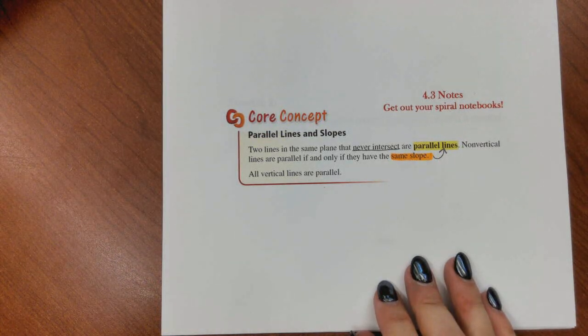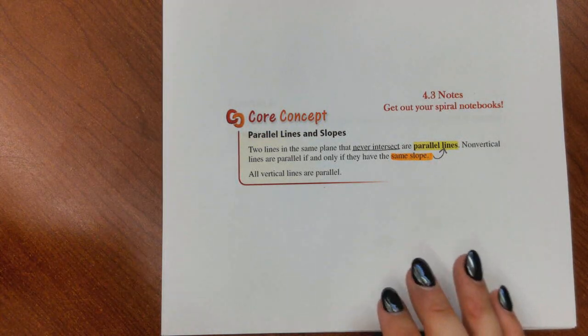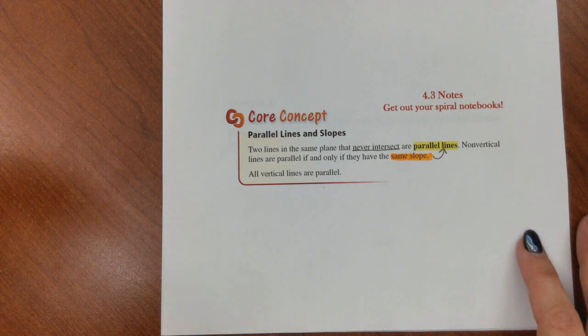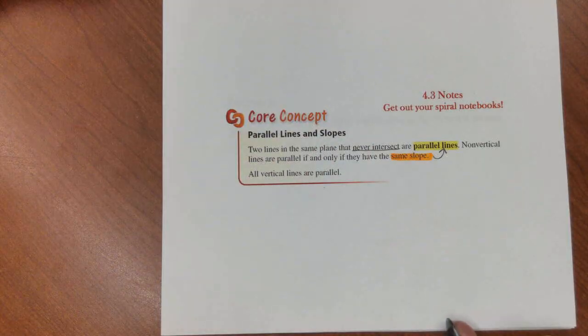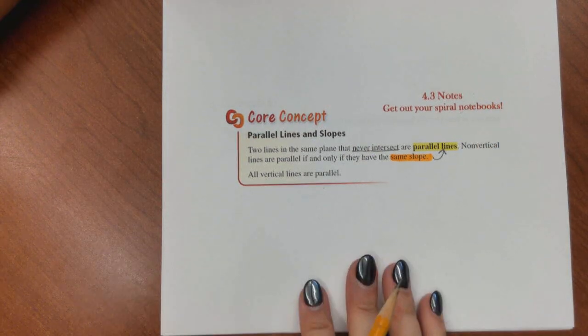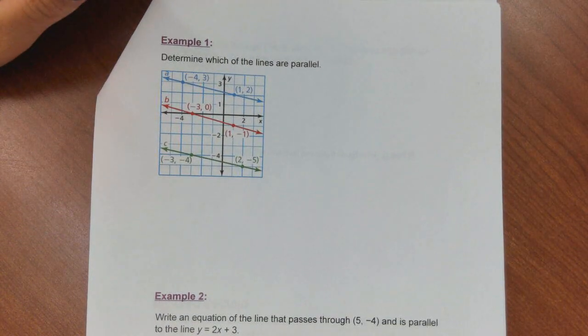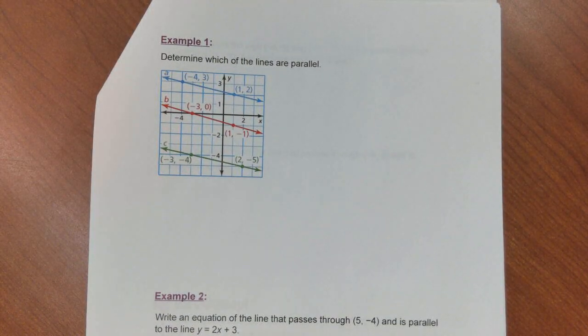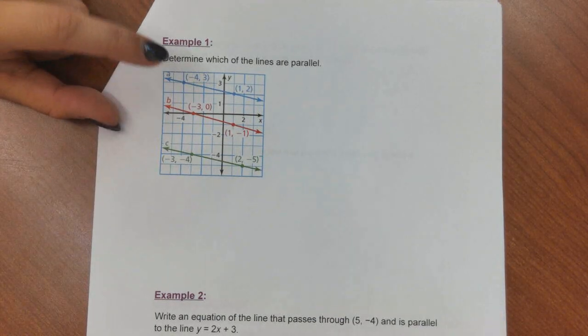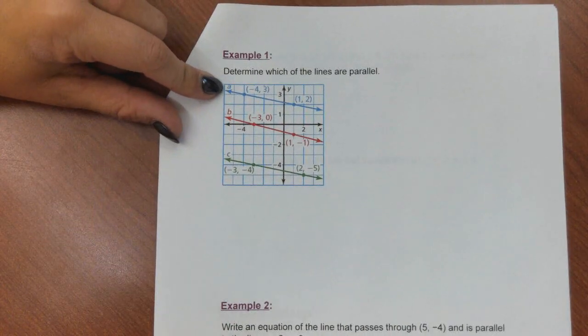So let's see what this looks like in practice. Also, if the video is going too fast at any point, just pause it so that you can finish copying down your notes into your spiral notebook. All right, our first example gives us this picture of the graph, and we want to determine if any of these lines are parallel. By glancing at it, they kind of look like they're parallel, but we don't really know. So let's find the slopes and see if any of the slopes are the same.